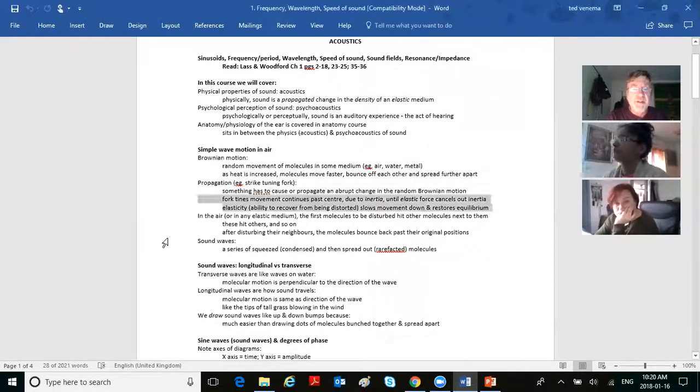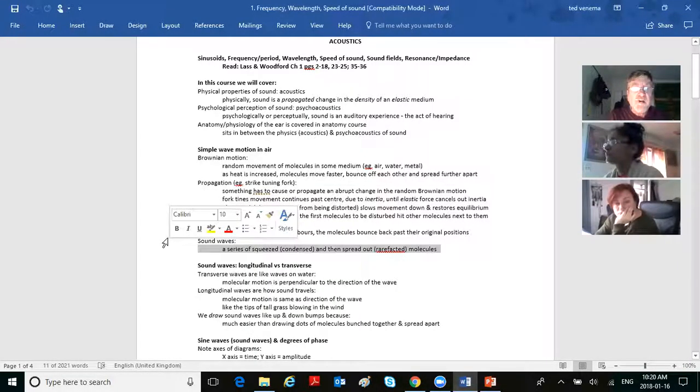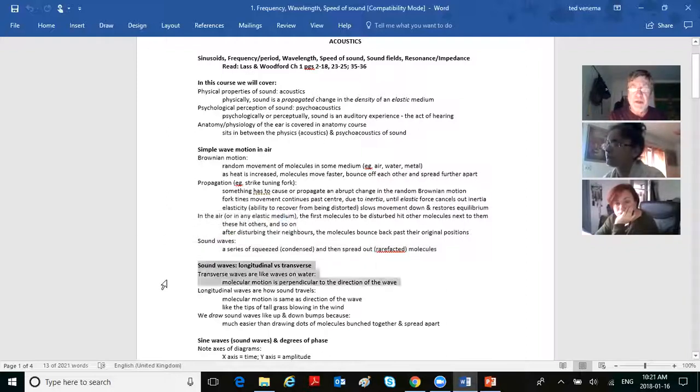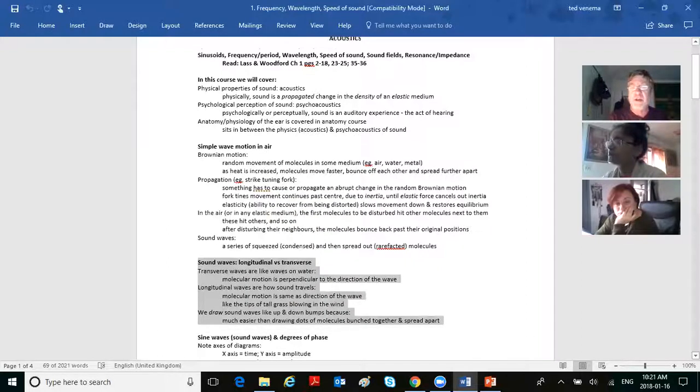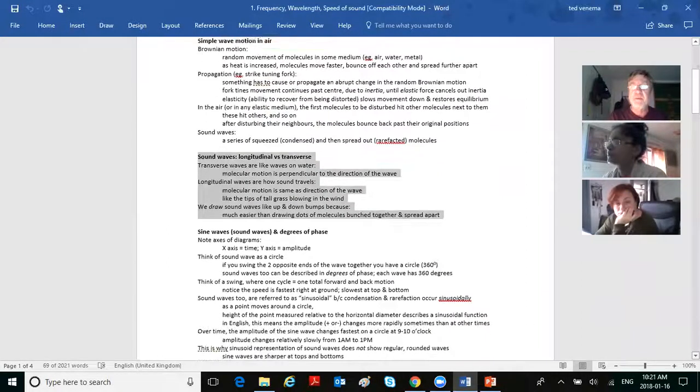The bottom here says sound waves are a series of squeezed and separated, and the words are condensed and then spread out molecules. The next section we talked about water waves versus sound waves. Let's read this together. I'll scroll here and just highlight it.